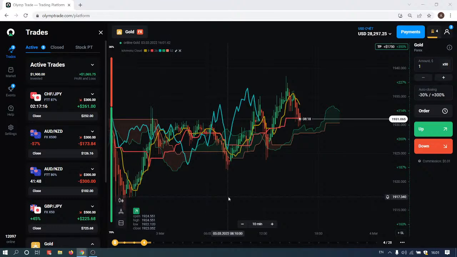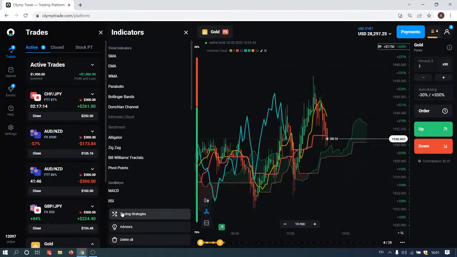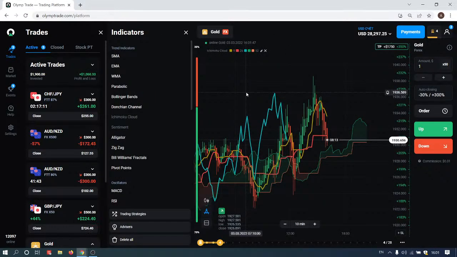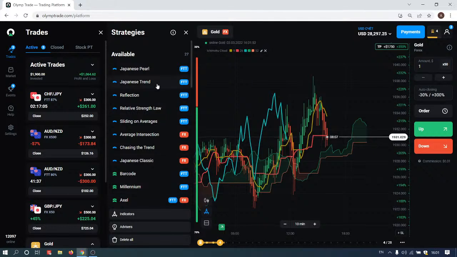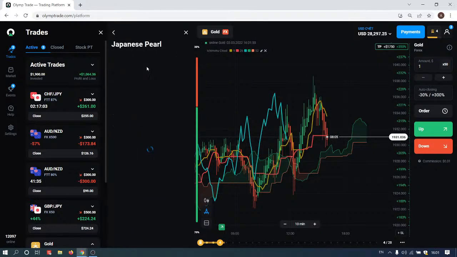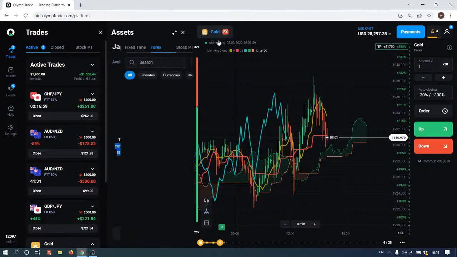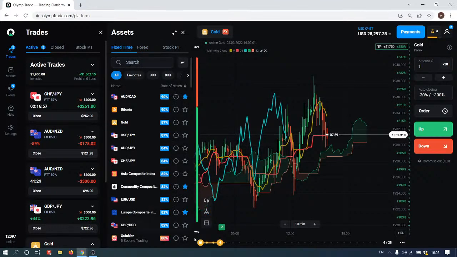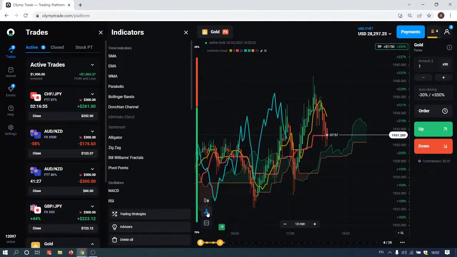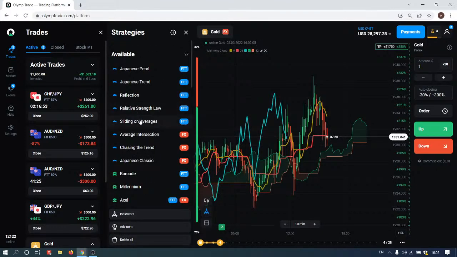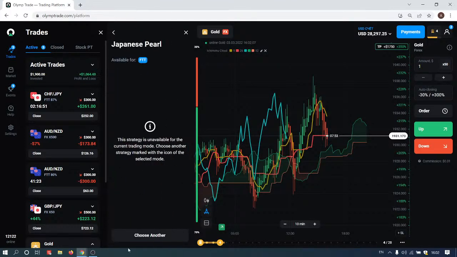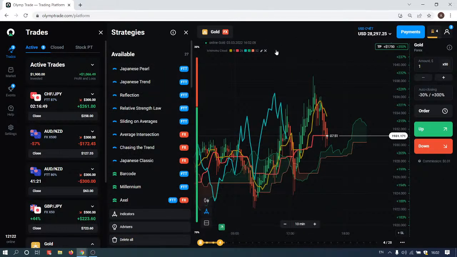In order to find this strategy and apply it, you need to go to the Trading Strategies tab and you just need to press Japanese Pearl. It is only applicable for FTT mode, so be careful when selecting it. And I go here, and all right, it's already applied.